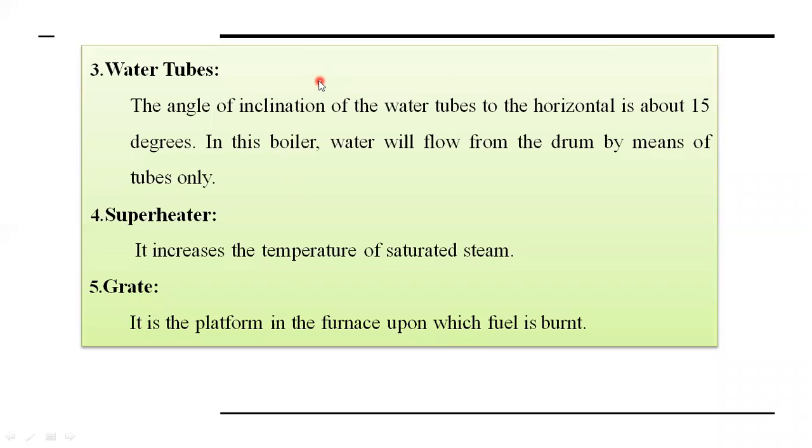Now water tubes. There are a number of water tubes placed in an inclined position. The inclination angle is about 15 degrees, and water flows from the drum through these tubes. Then superheater. A superheater is a device, or an accessory, used for increasing the temperature of the saturated steam generated inside the boiler. Then grate. Grate is a platform-like structure placed inside the furnace upon which we can keep the solid fuel for burning.